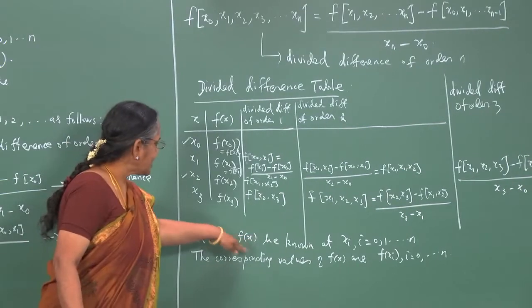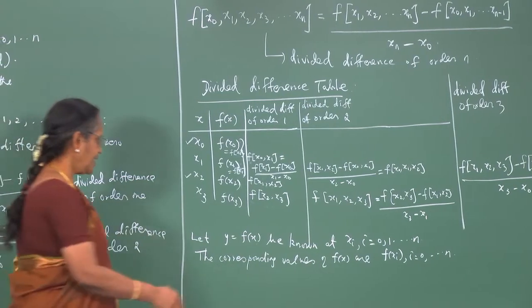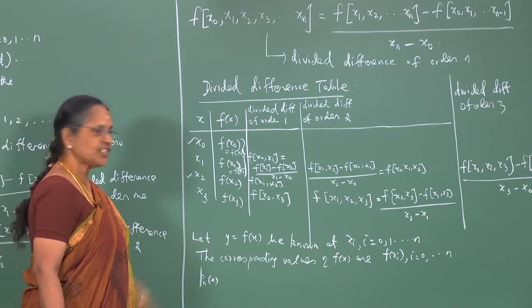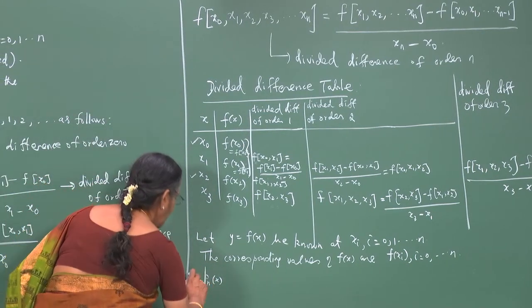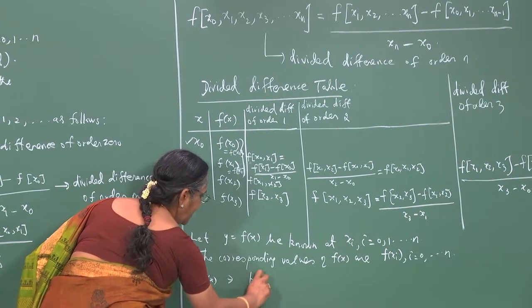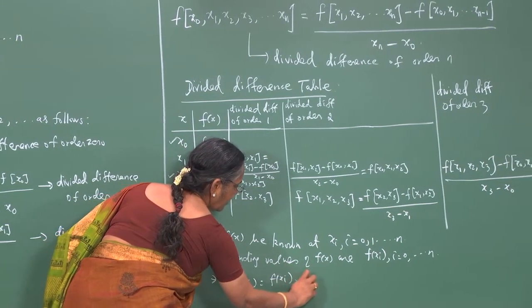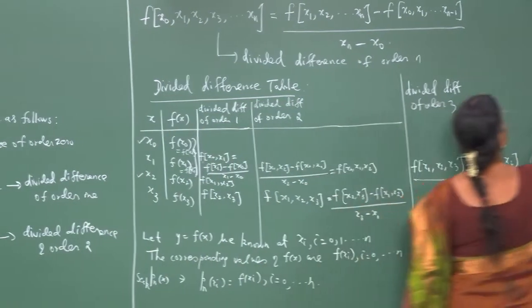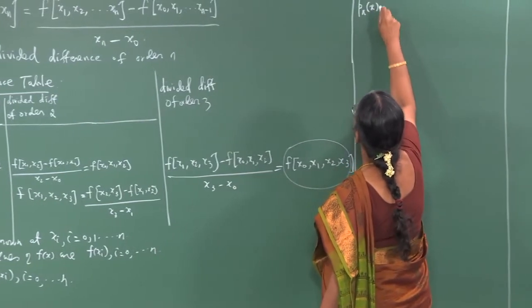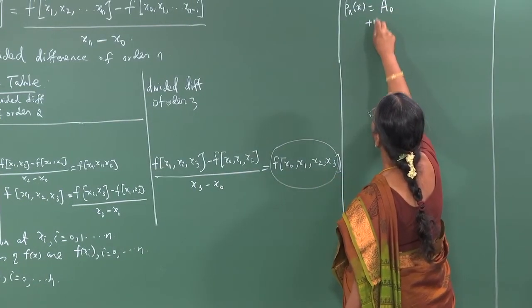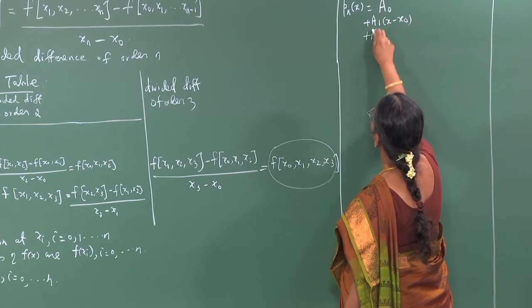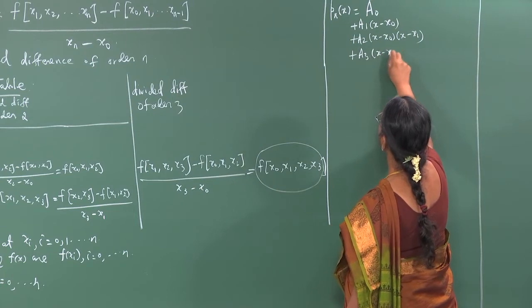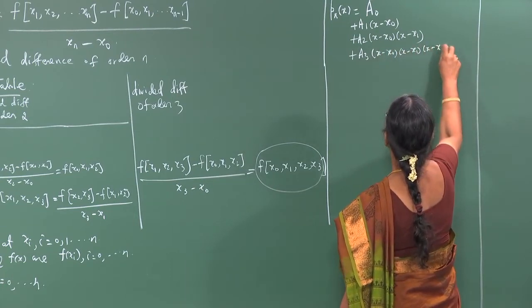So, I want to reconstruct this function f of x. I seek a polynomial Pn of x of degree at most n that interpolates this function f of x such that Pn at xi is f of xi for i equal to 0, 1, 2, 3 up to n. In order to do that, let us write down the polynomial Pn of x in this form. Namely, let it be a naught plus a1 into x minus x naught plus a2 into x minus x naught into x minus x1, a3 into x minus x naught, x minus x1 into x minus x2, plus etc.